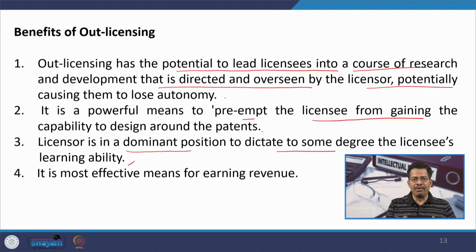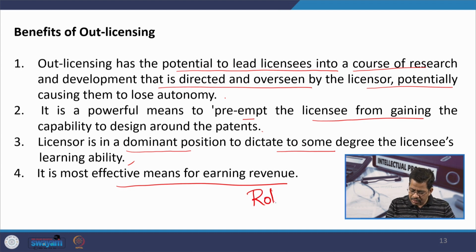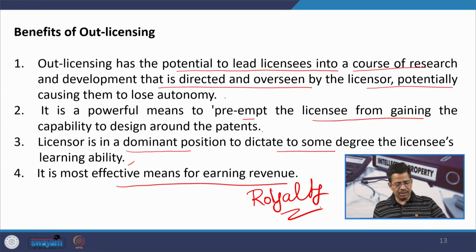And obviously, this becomes a very effective way of getting the revenue. You get a lot of royalty, etc., and you may take a license fee, you may take annual charges also, and that is a very important way of earning the revenue for R&D and educational institutions at the moment.